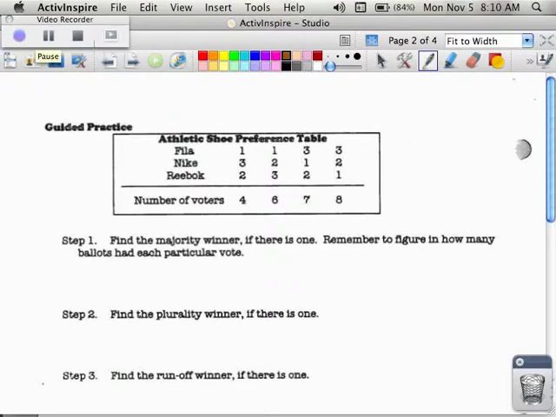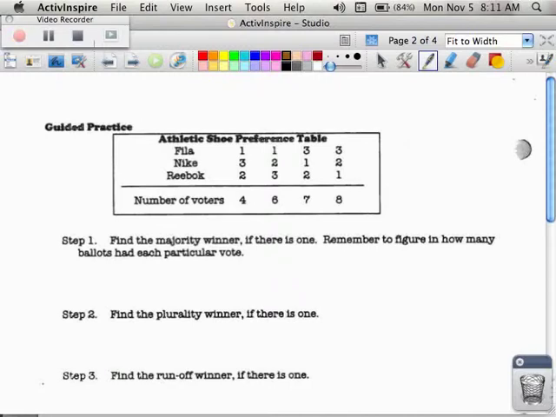Okay, so in this example, we have 3 athletic shoes: Fila, Nike, and Reebok. And we're going to look through each one and find out which one would be the winner based on the methodology. So step number 1 says, find the majority winner if there is one, and remember to figure out how many ballots had each particular vote.